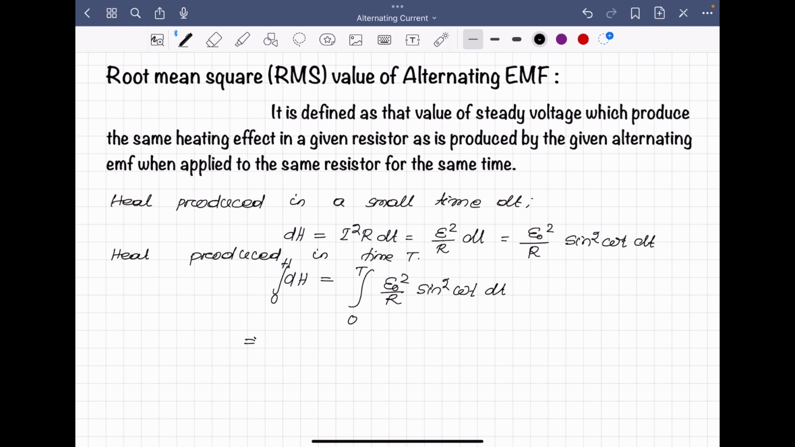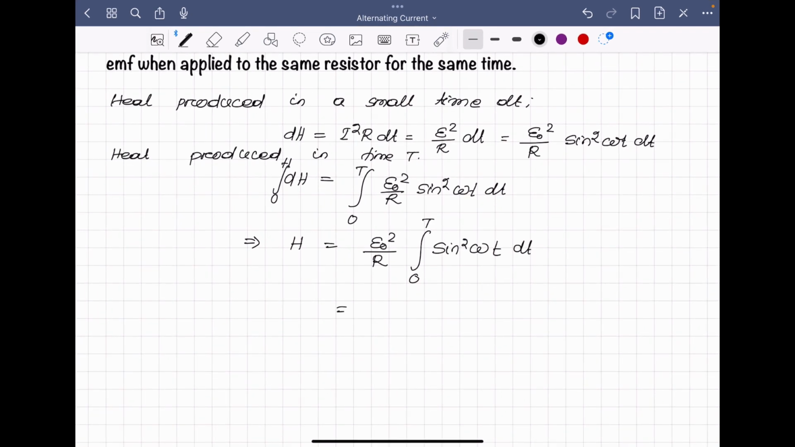This becomes LHS becomes H. The RHS become E naught is our constant value, peak value. Then E naught square take outside, R also constant. Then integration of sin square omega t dt over 0 to capital T. This becomes E naught square by R. Here also we have to solve sin square omega t as 1 minus cos 2 omega t upon 2 dt. Here you have to take integration symbol.